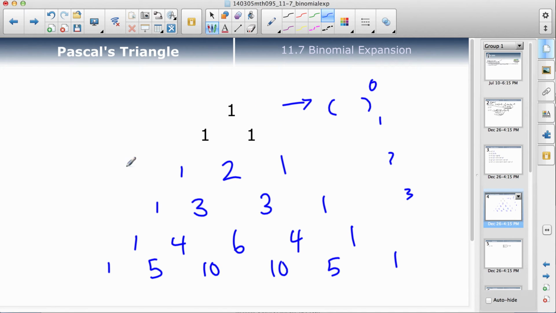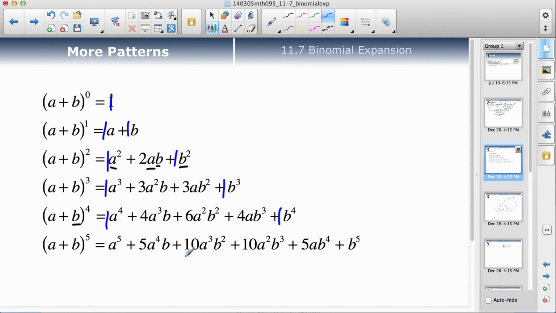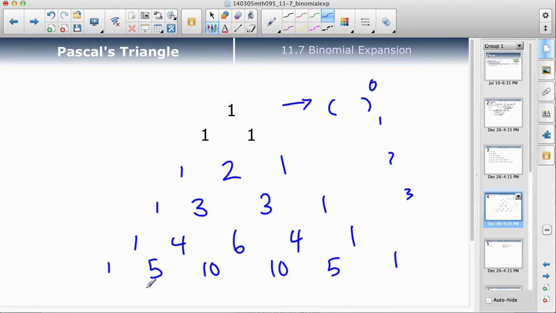So what I can use is this pattern to help me when I'm expanding a binomial. See the numbers there, 1, 5, 10, 10, 5, 1. I think that's the one that we just got right down there at the bottom.